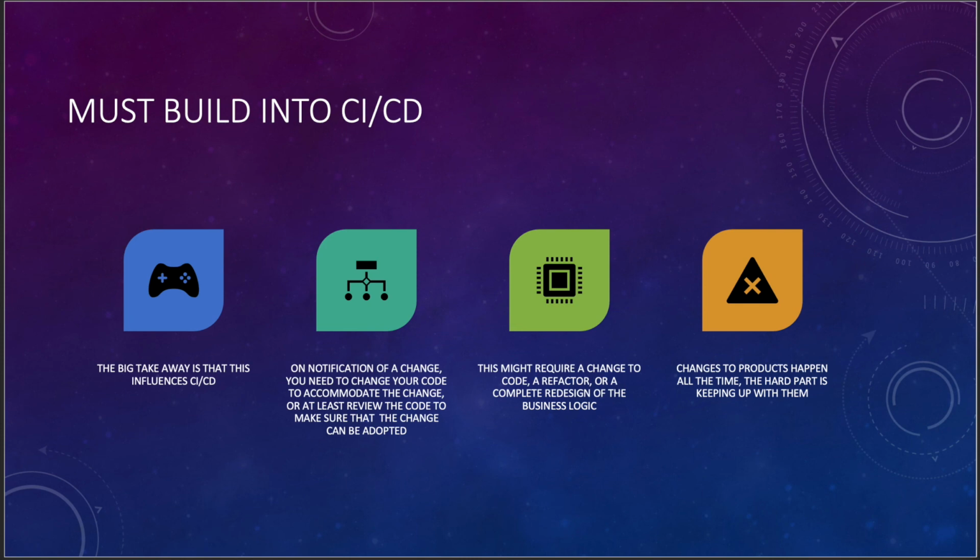Right? Once you get the notification of the change, you need to be able to go back and review that change and make sure that change can be adopted. Now, this might require just a small change to code. It might require a complete refactor or a complete redesign of the business logic to still provide the support you need for your company. Now, changes to products are going to happen all the time. The hard part is keeping up with them, and the hard part is getting those notifications from Microsoft early enough that it's not crisis management.